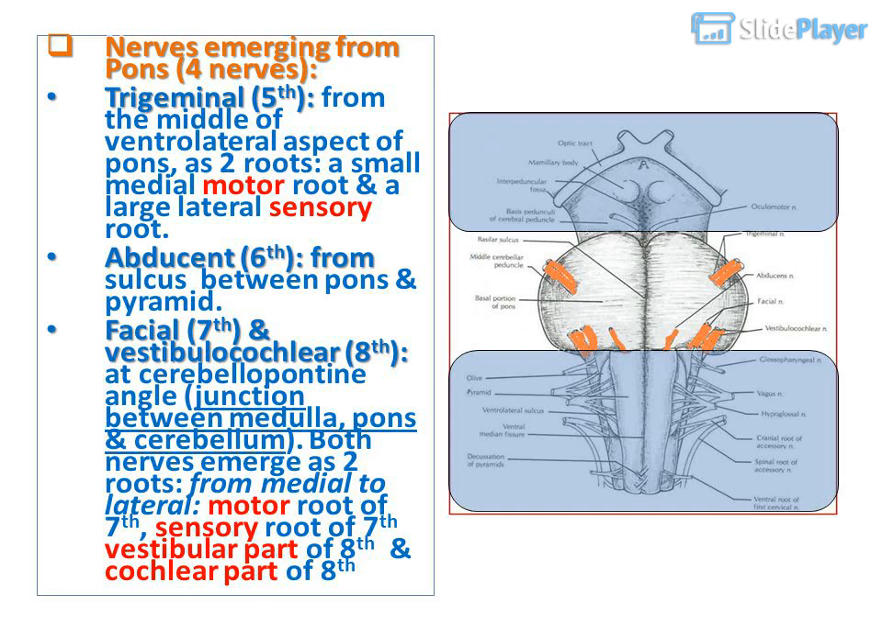Facial, 7th, and vestibulocochlear, 8th, at cerebellopontine angle, junction between medulla, pons and cerebellum. Both nerves emerge as 2 roots, from medial to lateral: motor root of 7th, sensory root of 7th, vestibular part of 8th and cochlear part of 8th.